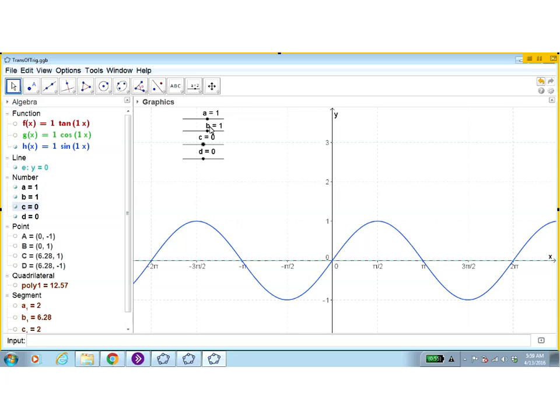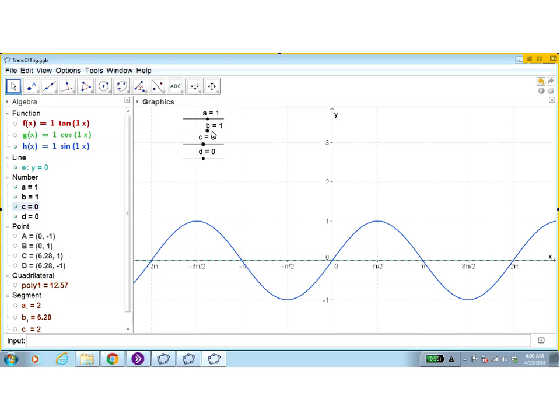I'm going to skip B for a moment. Actually, no, let's do B. All right, so remember we talked about period length, and period is where it does a complete cycle through all of its values. So if we start at 0, the cycle is complete, we've gone through all of the values, by the time we get to 2 pi. We've gone up to the max, dropped down to the minimum, and then back up by the time we get to 2 pi. So what happens if we change b?